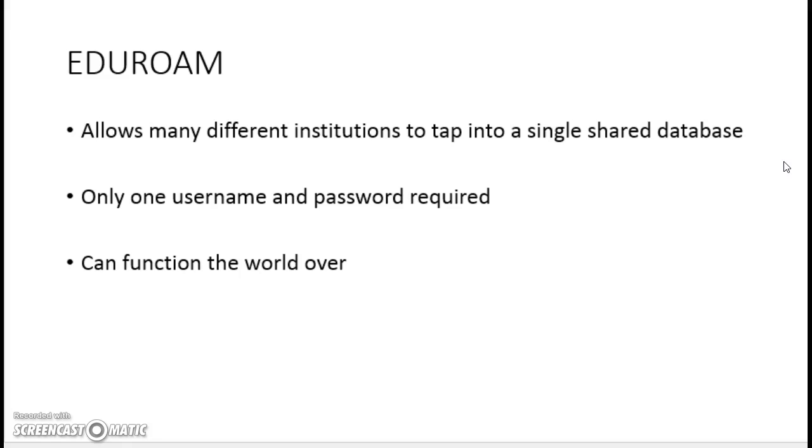So what EduRoam does is, instead of having separate credentials for each university, they have gathered up these participating and partnering universities. If you are one of those participating universities, you just need one username and password to access shared data across all of these universities. So if you go over to another university, you can still use the credentials that you use in your original university. So this can function the entire world over. It's extremely useful to a lot of students, lecturers and researchers who travel overseas quite often.